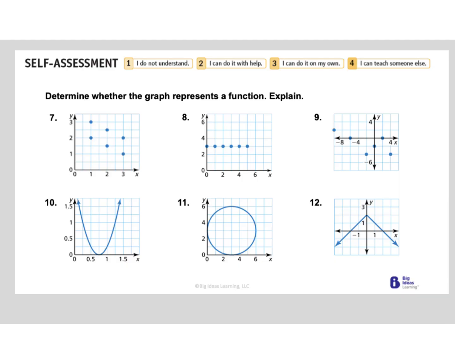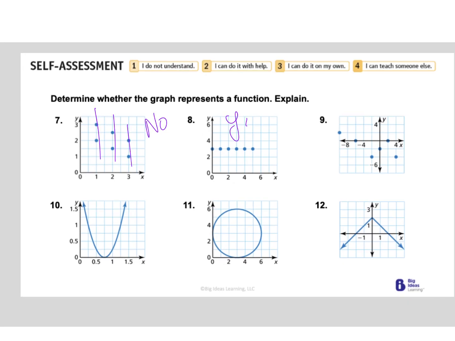And I'm back. Okay, this one, not a function. Because check it out, vertical line, it fails it 3 different times. This one, yes. Vertical lines each time, just fine. It's just hitting 1 each.